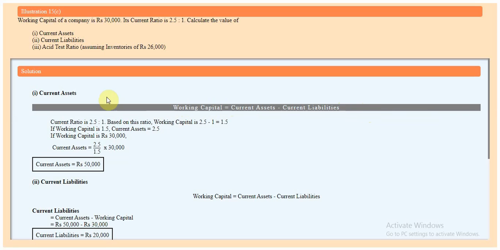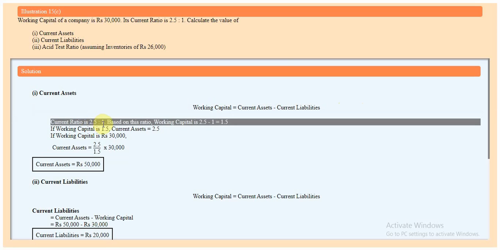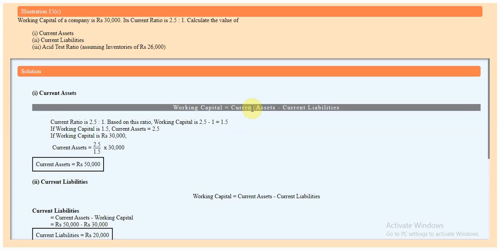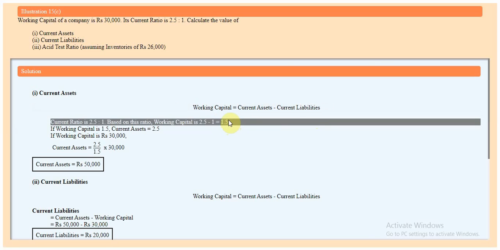How do we do that? Current ratio is 2.5 is to 1. So based on this ratio, can we tell that working capital will be 2.5 minus 1, which is 1.5, because they have given, if current ratio is 2.5 is to 1, it means current assets are 2.5 and current liability is 1. So substituting the same in working capital formula, we can tell that current assets, which is 2.5 minus 1, will be the working capital. So working capital is 1.5.